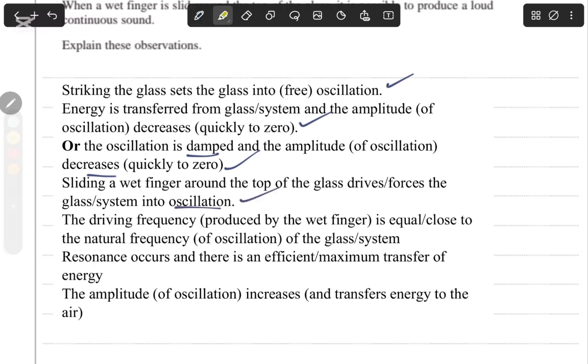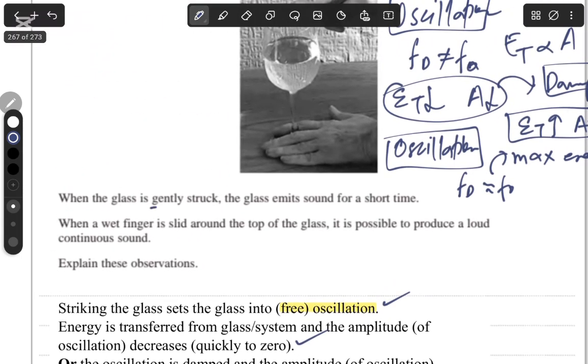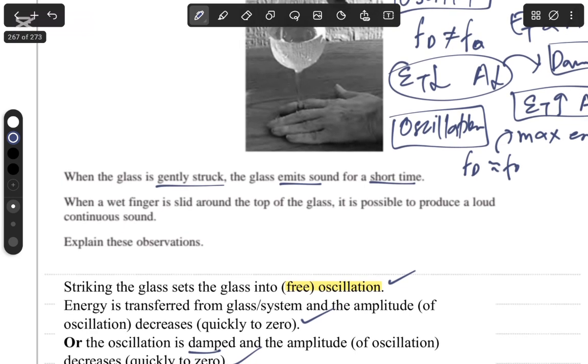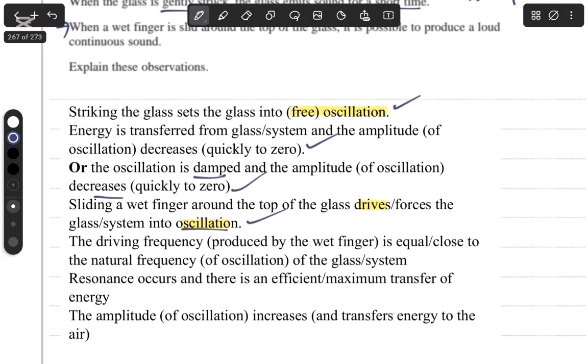Right, now the reason you have to understand this free oscillation, and they tell you about a driving oscillation here, is because on the top, if you remember, it's gently struck and then the glass emits for a short amount of time. So you're gonna strike the glass and it is going to move on its own without any external force on it for a short amount of time. So it's in free oscillation. But with the second one, you're sliding your hand around the glass, so you're providing a driving force in that case to keep the glass moving. Okay, so keep that in mind as well.